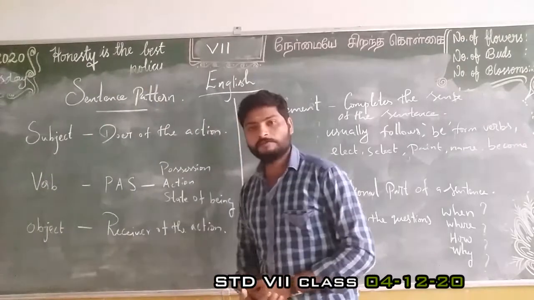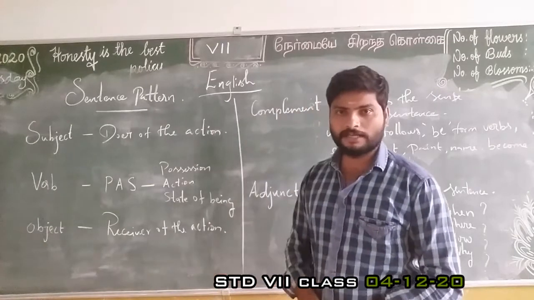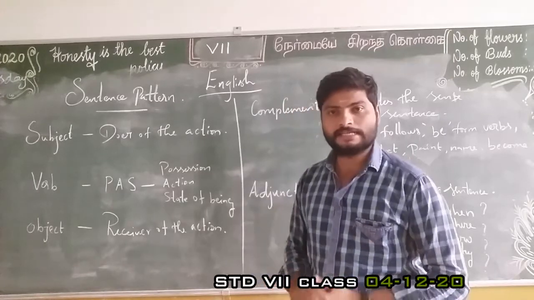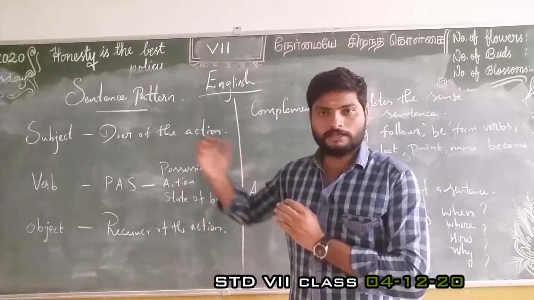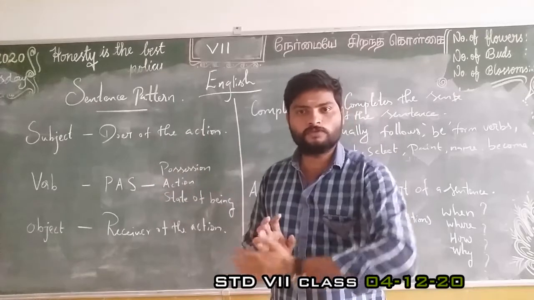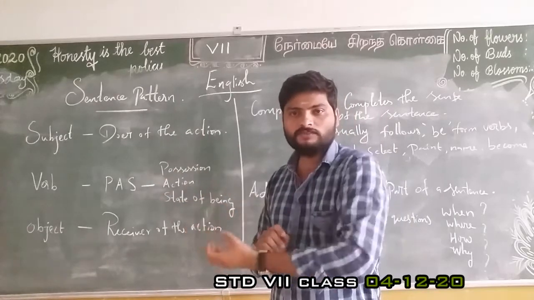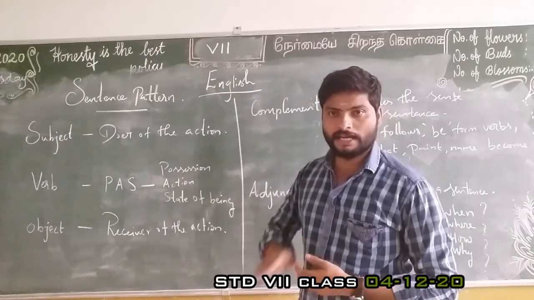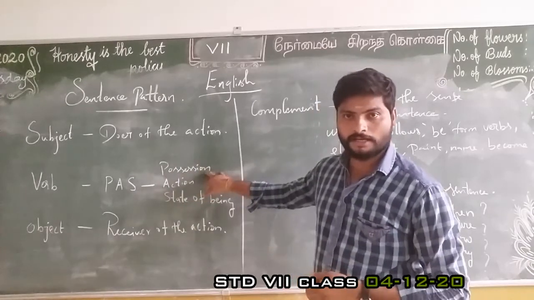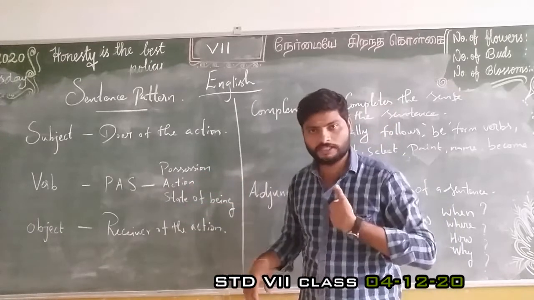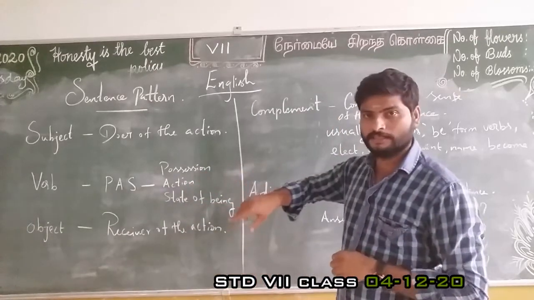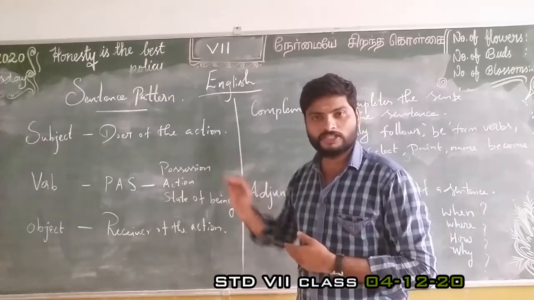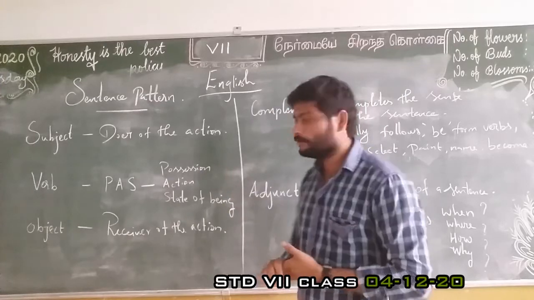The third one, object. Object is nothing but the receiver of the action of active voice. The doer does something through verb, and the object receives the action. For example, I touch the board. I, the doer of the action. Touch is the action. The receiver is the board. So it is called object. I touch the board.